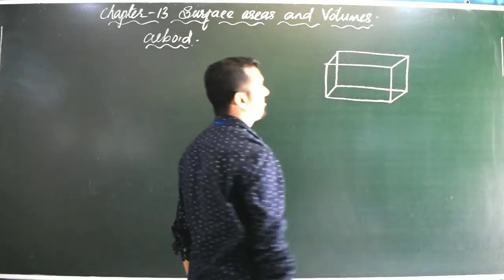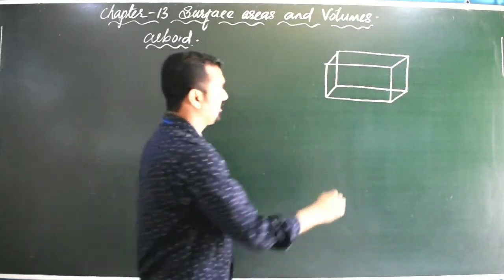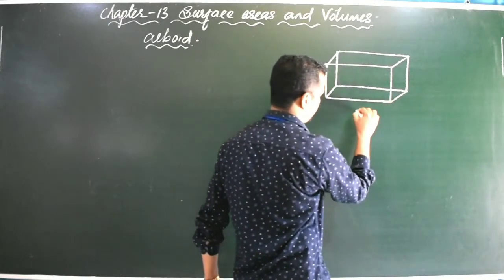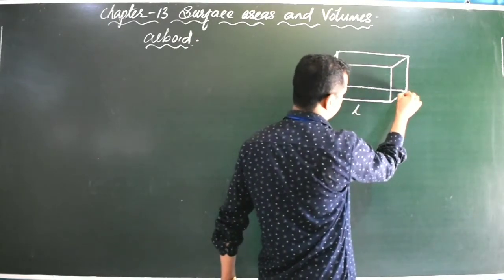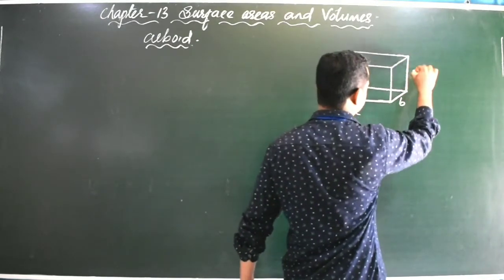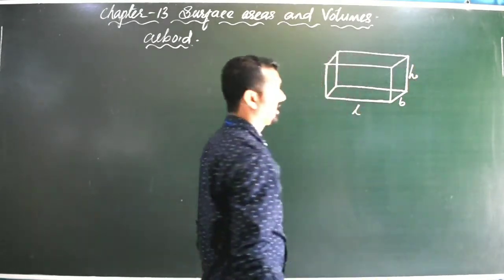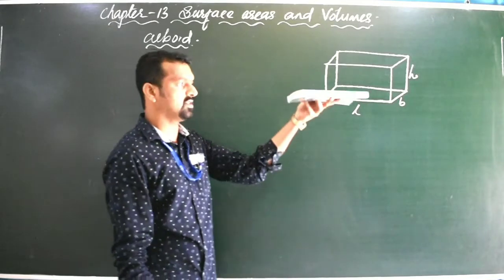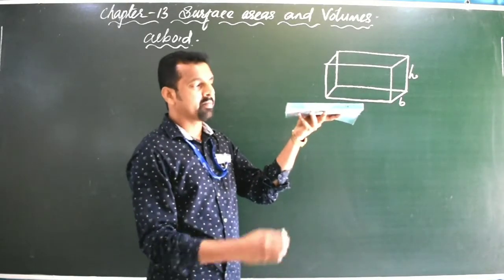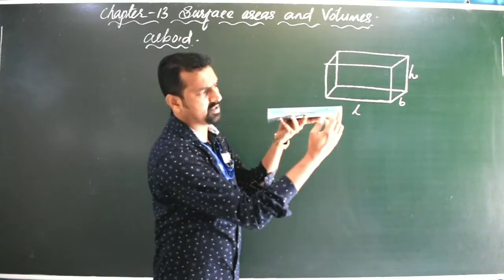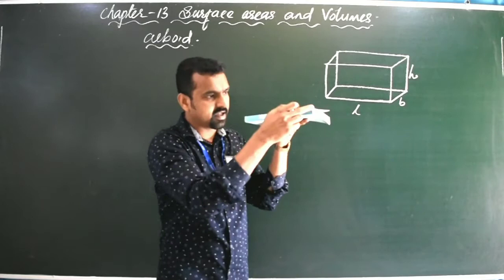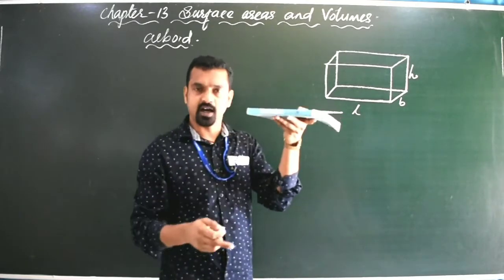This one is in the form of a cuboid. This one is the length of the cuboid, which we mark as a small letter l. This one is the breadth of the cuboid, that is b, and this is the height of the cuboid, h. Length, breadth and height. See this textbook: your textbook is in the form of a cuboid. It has a length, a breadth, and a height also.